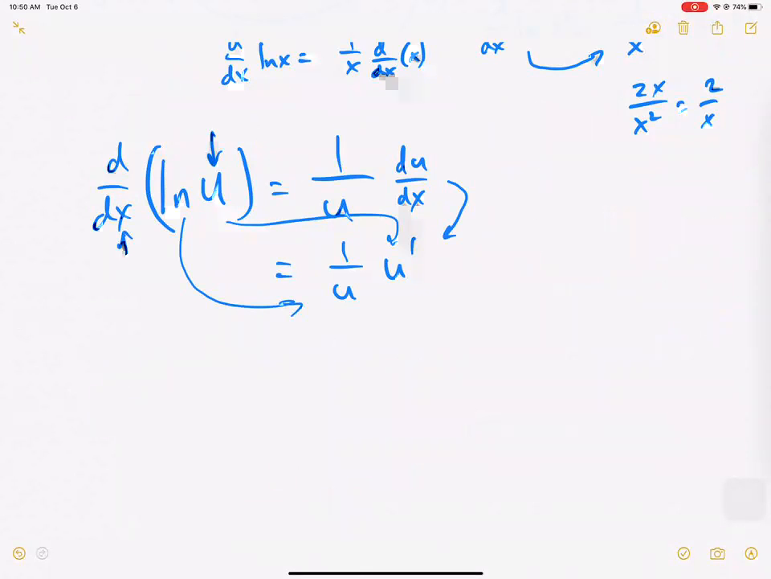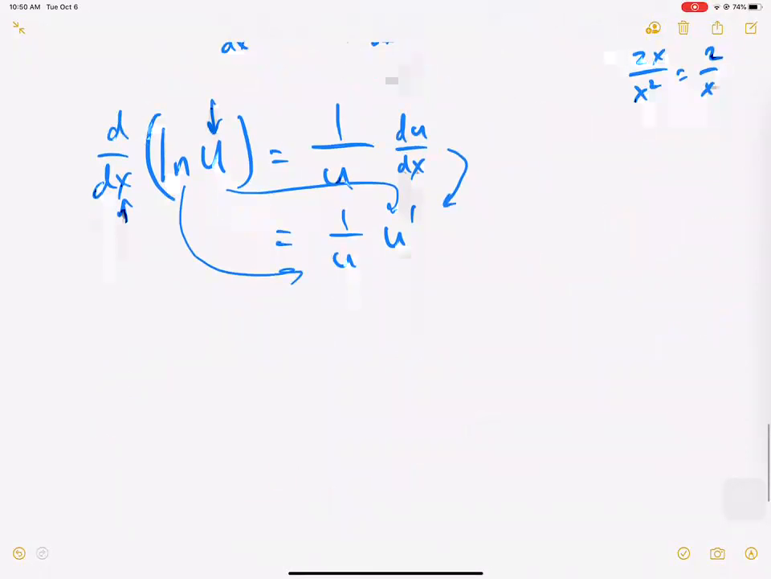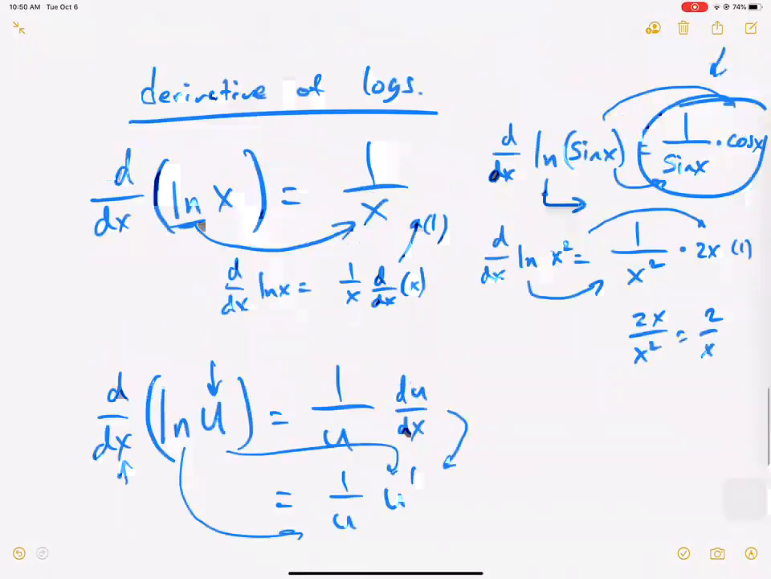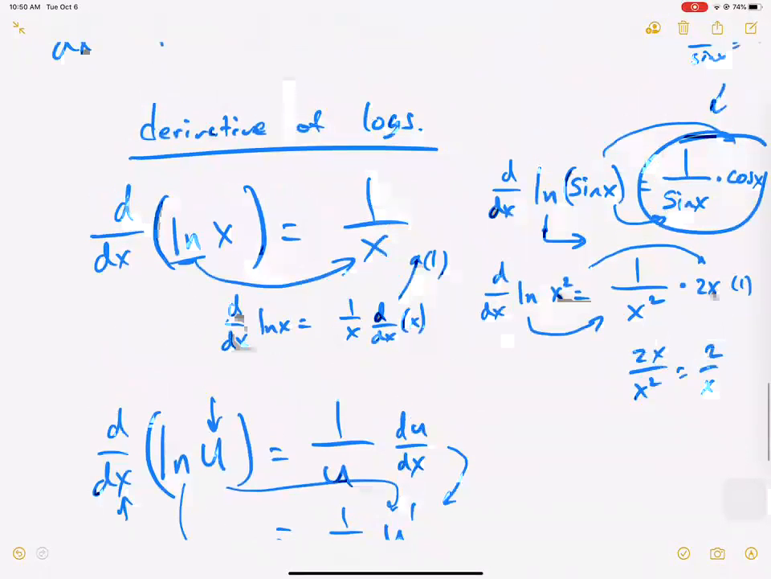And then the last one here is, oh yeah, there's a couple of things that we have to be careful of. Back here, just be aware that this is x is greater than 0. Okay? X is greater than 0.